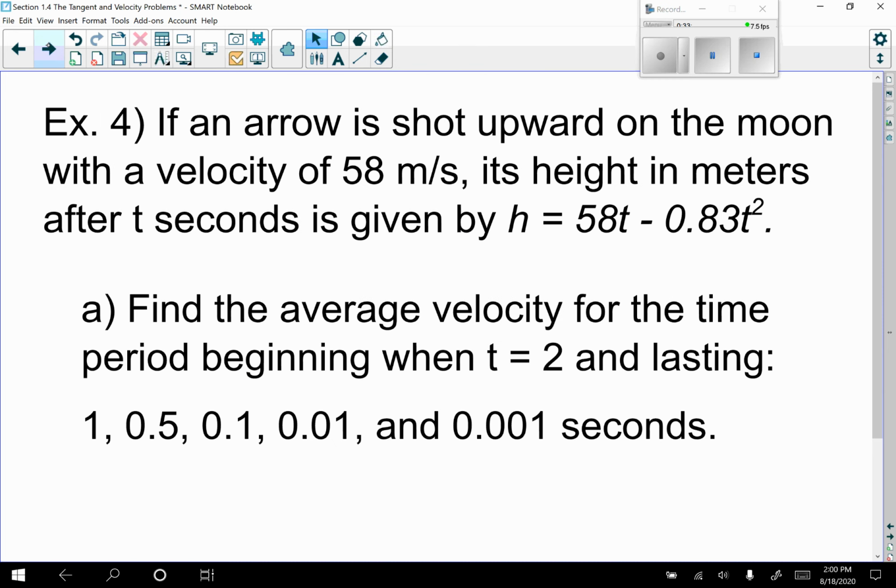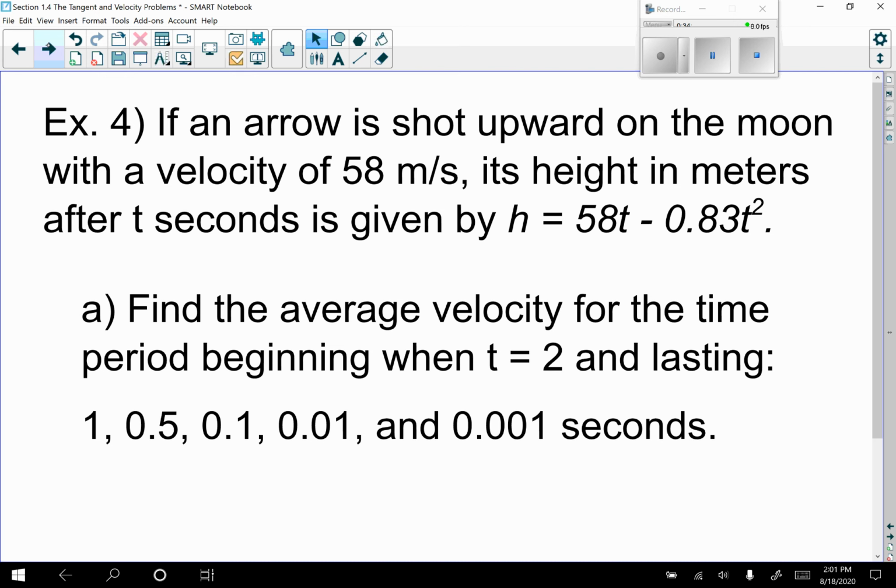All right, in example 4, this is a lot like a previous example, not the one that we just did. Here we're told, if an arrow is shot upward on the moon with a velocity of 58 meters per second, its height in meters after t seconds is given by h equals 58t minus 0.83t squared. So this one differs a little bit because we're given a function. We're not given a table anymore. And again, the wording could be a little different.